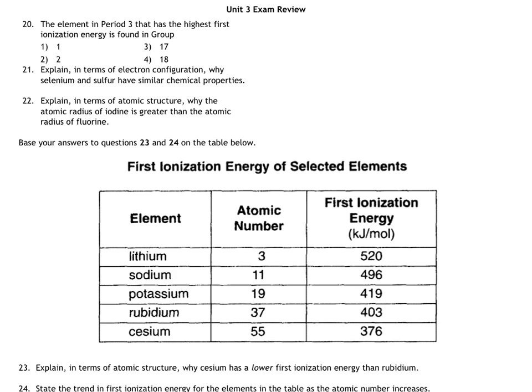Number 20, the element in period 3 that has the highest first ionization energy. Remember, period 3 is going to be going left to right, and the one that's going to have the highest first ionization energy will be on the right. And the reason for that is because ionization energy increases as you go up and to the right. So we're going to choose the one furthest to the right, and that's going to be, of course, the element that's in group 18.